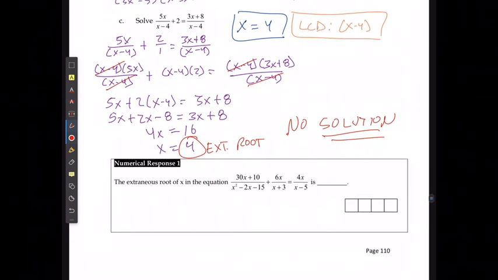If I'm looking for the extraneous root in this equation, I can go through the same process and solve for that extraneous root. And in this case, I'm going to get 5.